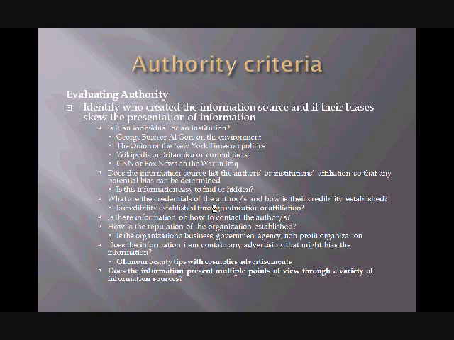Also in terms of current facts, if you look at Wikipedia or Britannica, there may be some variations in the facts that they present, since the information is developed and presented differently in these different encyclopedia resources. Also, if you're looking for information on the war in Iraq, CNN and Fox News may be presenting different points of view. Also, does the information source list the author's or institution's affiliation so that any potential bias can be determined? Is this information easy to find, or is it hidden somewhere in the website?